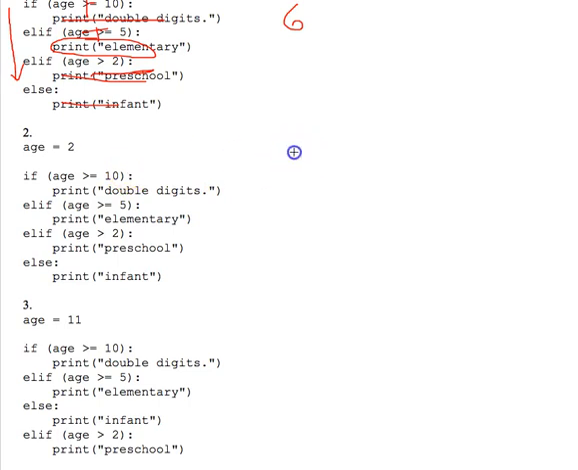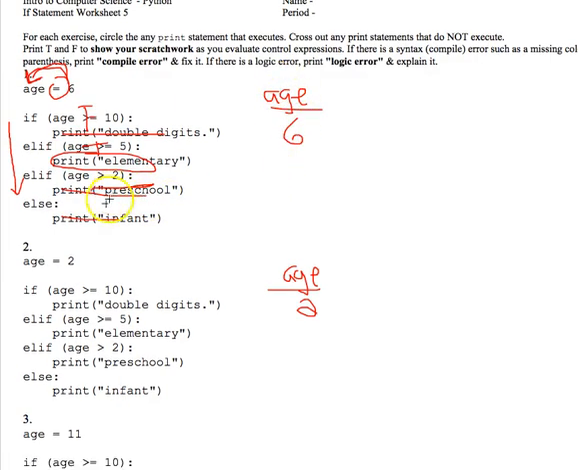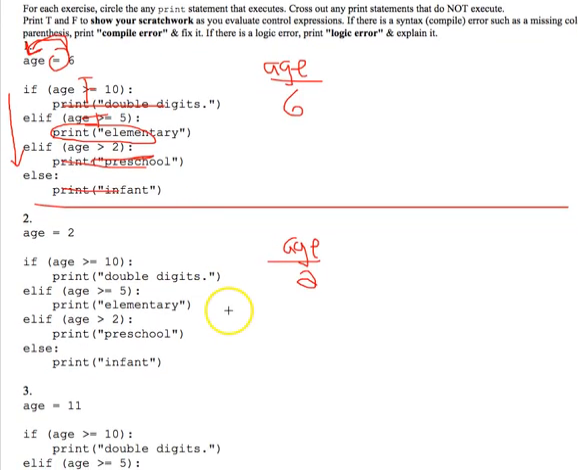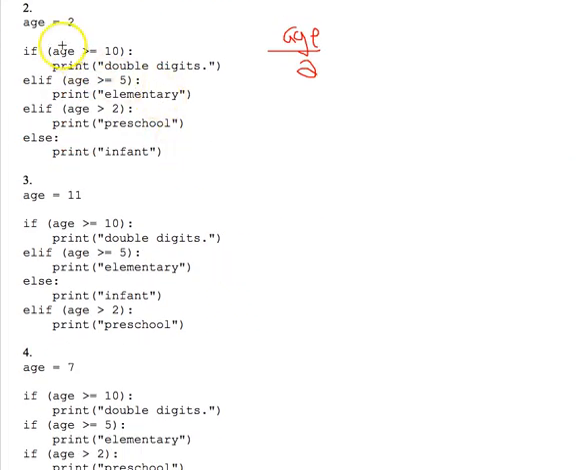Number 2, age is 2. Now age is a separate variable in this exercise, not to be confused with the also named age there. I don't like people to consider exercises to be like run-ons, so this is sort of like a separate age. Anyway, plug the 2 in, that's false. So this gets lined out. We trickle down now, exciting stuff. We trickle down to here, plug the 2 in for age. 2 greater than or equal to 5. That's a false. So we skip and ignore print elementary.